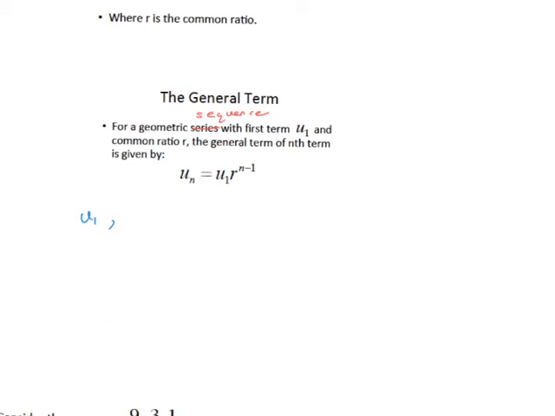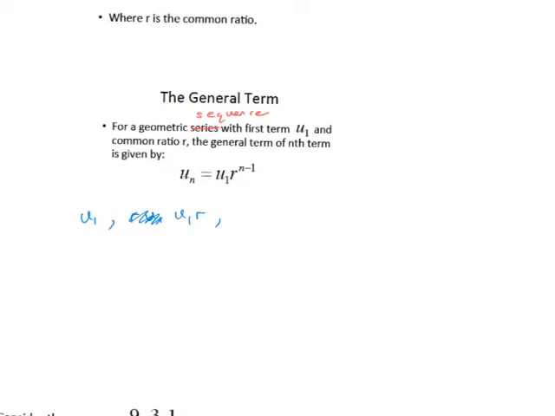Let me explain again. If we're timesing it by R, what's U2? U1 times R. Can I write that like this? Or maybe I should have written it more like the rule, which is U1R. Is that okay?